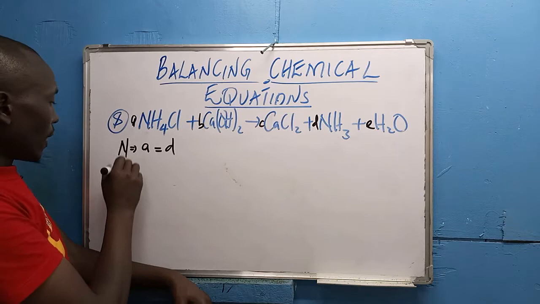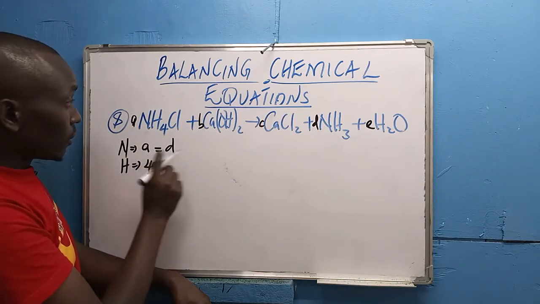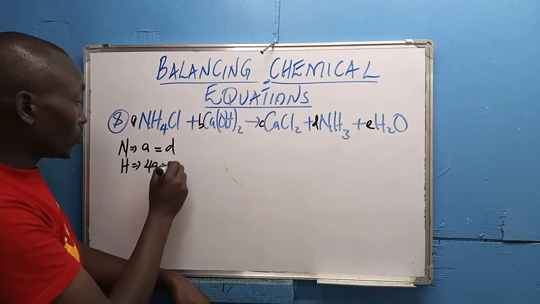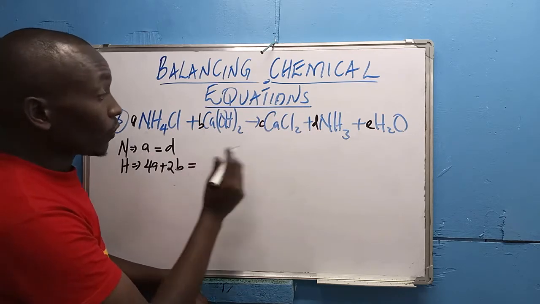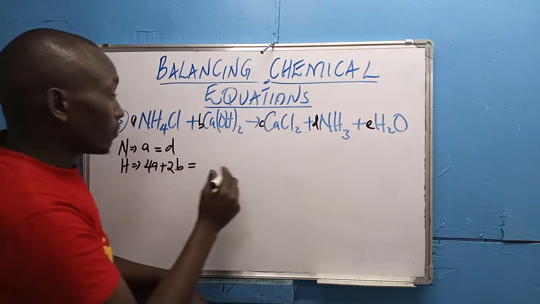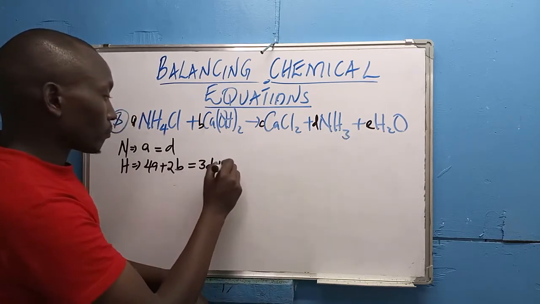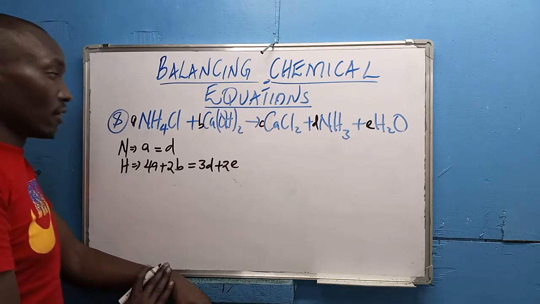Then I go to the next, hydrogen. 4 of them times A, 4A. There are other hydrogens here, 2 of them, so plus 2B equals, on the other side, 3 times D, so 3D plus 2E. Do not be scared even when the equation seems to be longer there.